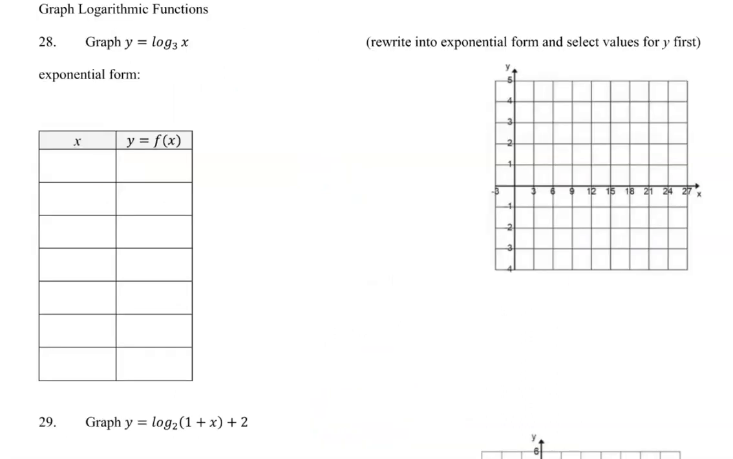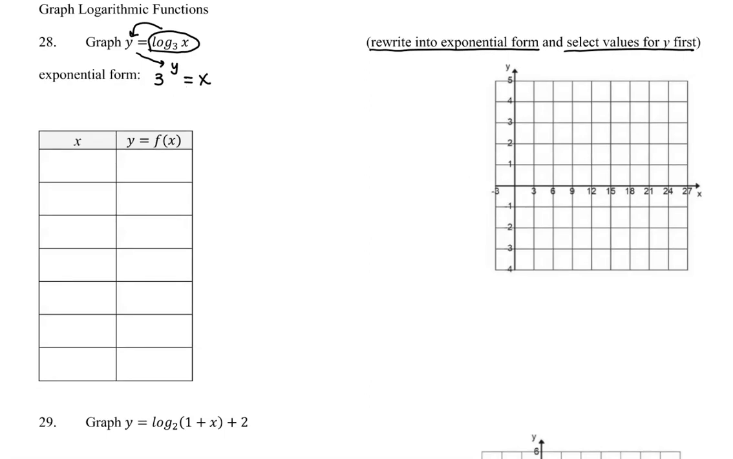In example 28, we're being asked to graph logarithmic functions, and we are going to do that by first rewriting it in exponential form, and then we'll be plugging in values for y. Remember that a logarithm is simply an exponent. So if log base 3 of x is equal to y, that means that y was the exponent that went on the base of 3 in order to get x.